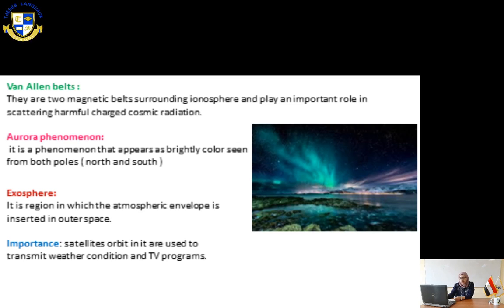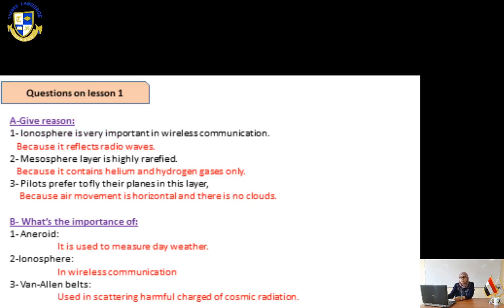Slide number 10. Questions on lesson 1. Give reason. The ionosphere is very important in wireless communication. Why is the ionosphere important? Because it reflects the radio waves. Number 2. Mesosphere layer is highly rarefied because it contains helium and hydrogen gas only. 3. Why does the pilot prefer to fly in this layer? The pilot prefers to fly because there are no rains, no wind, and no clouds, and also the air moves horizontally.